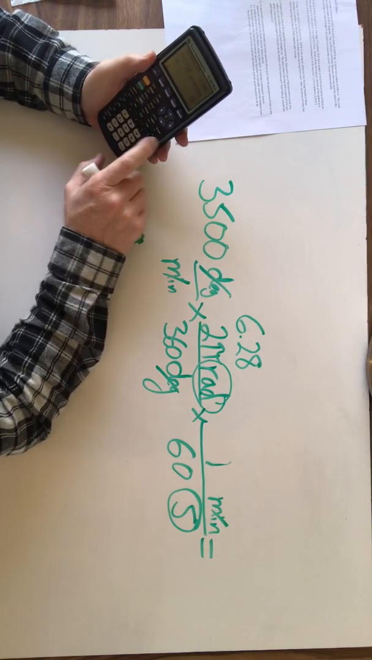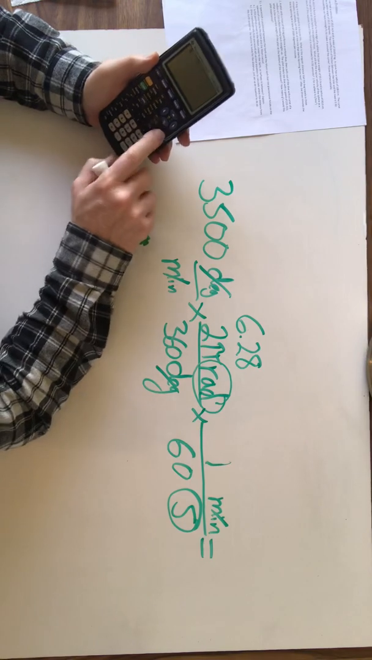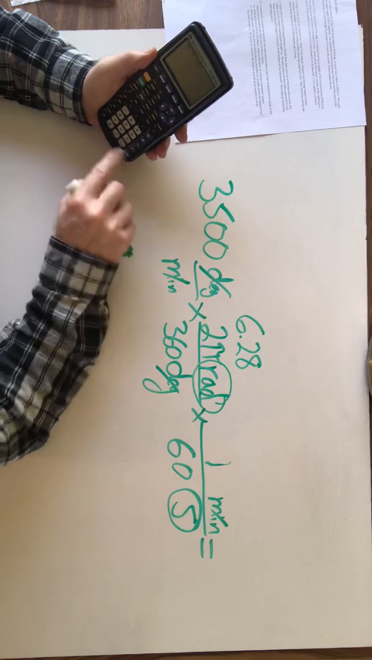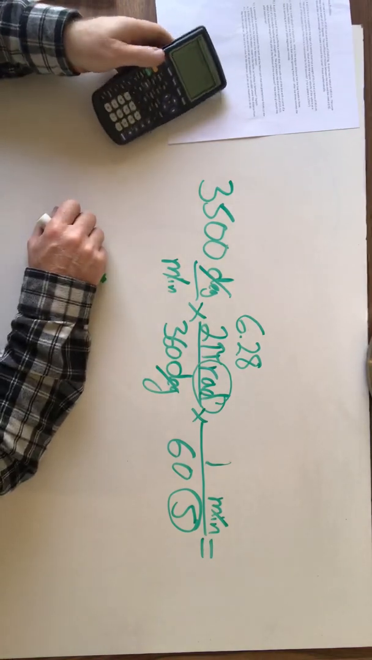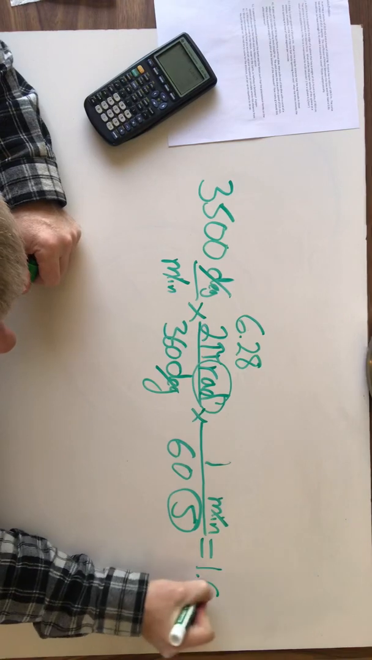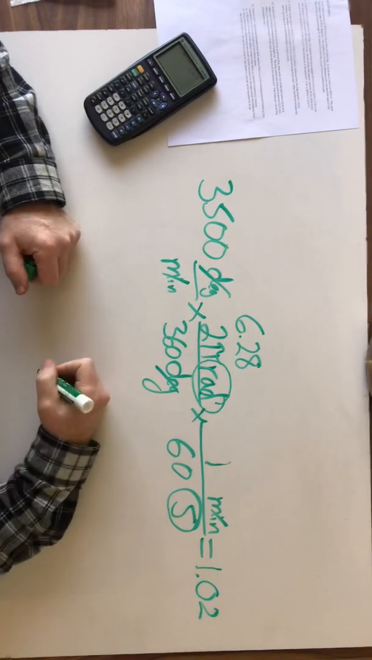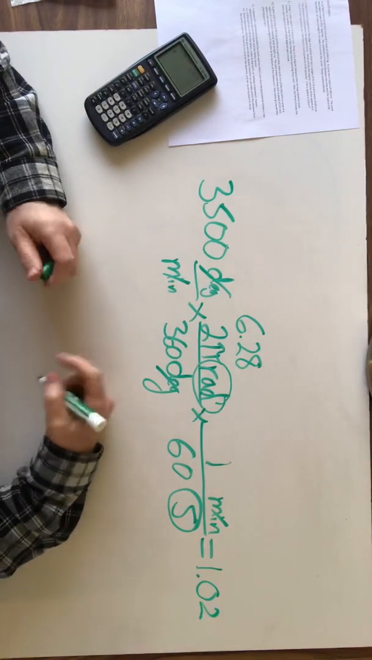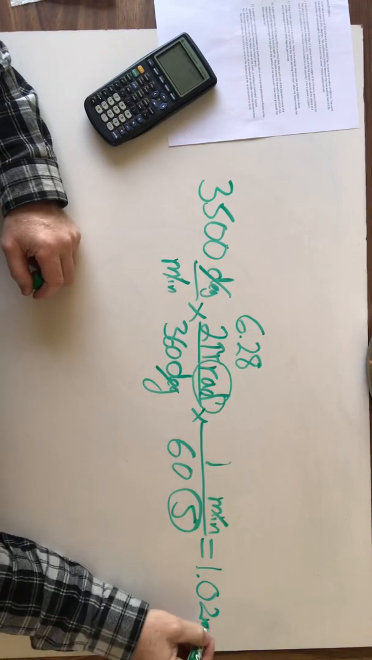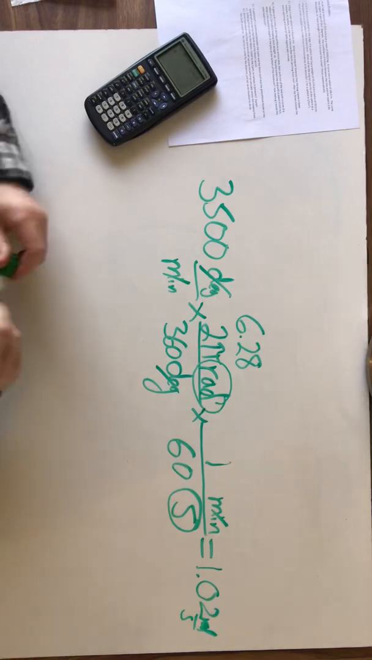61.05, divided by 60 equals 1.02. So just barely, okay, 1.02, just barely over 1 radian per second. Radians per second. Now, if we go back to the bug, we'll remember that number.